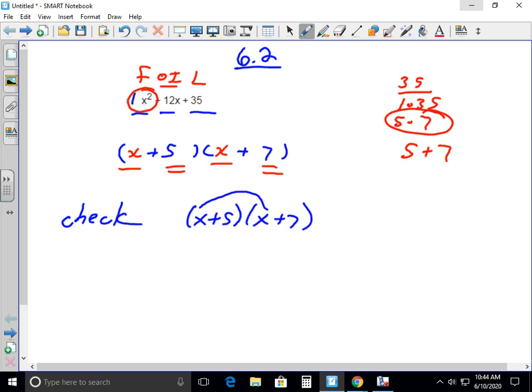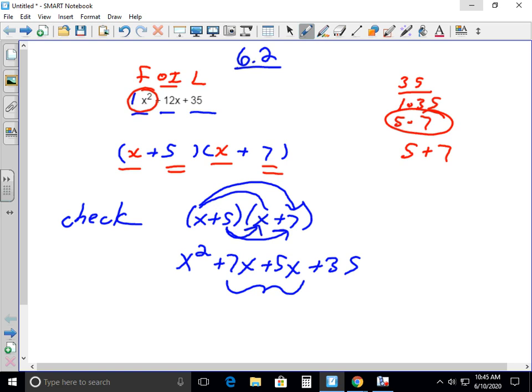So x times x is indeed x squared. X times 7 is 7x. Then distribute the 5. 5 times x is 5x. 5 times 7 is 35. So we have our x squared, we have our 35, and if we look at these, which come from the outer product and the inner product, x times 7 and 5 times x, those do combine to make the 12x that we need. So that is the correct way to factor it.